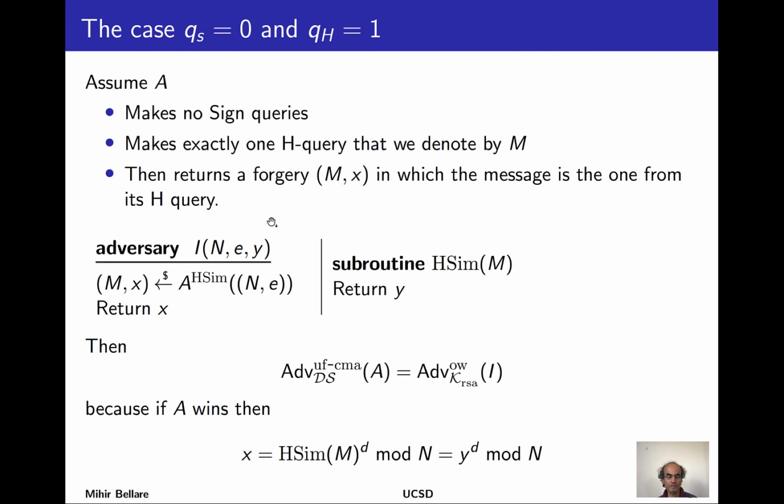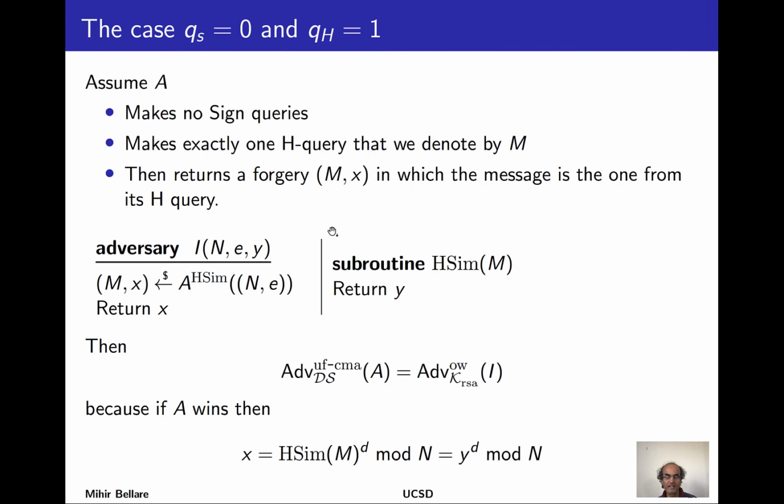Now my job is to build an inverter. The inverter takes input as per the definition of one-wayness that we gave for RSA: the modulus n, the encryption exponent e, and a target point y. This point y in the game defining one-wayness is drawn randomly from Zn star. So for us here, we think of it as a random point in Zn star. And I wants to know what is y to the power d mod n. How is it going to compute that?